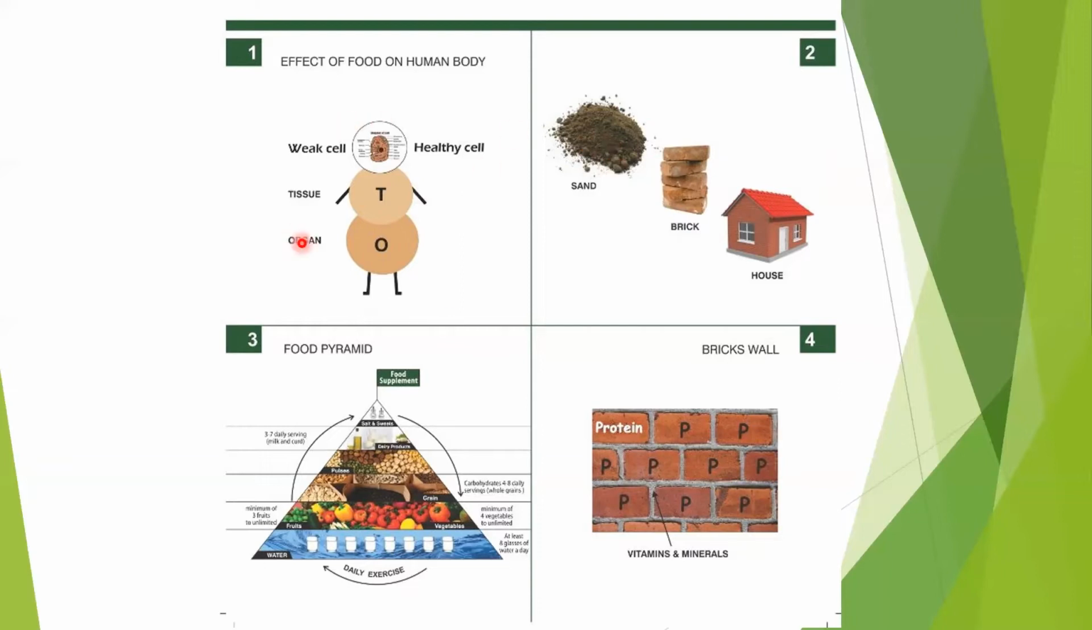In the same way, lots of cells put together make tissues, and the tissues put together make the organs, and the organs do the functions, and that makes the human body. So if our cells are healthy, then tissues are healthy, and if tissues are healthy, then organs are healthy. And if we have organs healthy, then the whole human body is healthy.